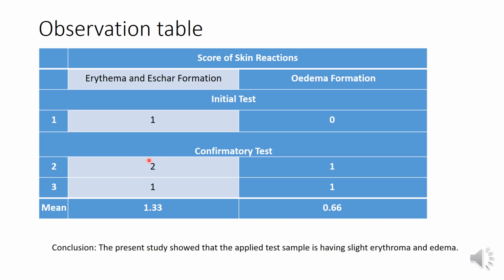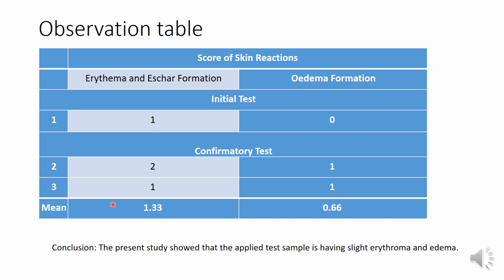In the second animal we have given the score as 2. That means in the second animal, after 4 hours of exposure to the drug substance, we observe on the skin that we got a well-defined erythema and a slight edema. Because this is 2, the meaning of 2 is that there is a well-defined erythema. Then in the third animal we have given the score as 1 and 1. That means in the third animal we got slight erythema and slight edema.